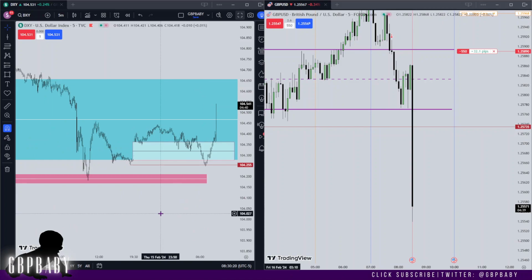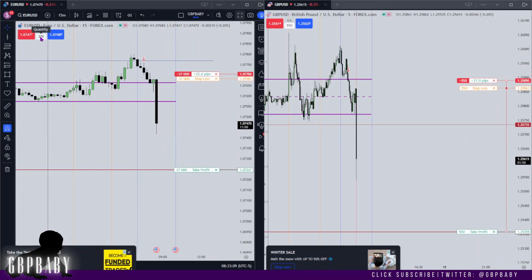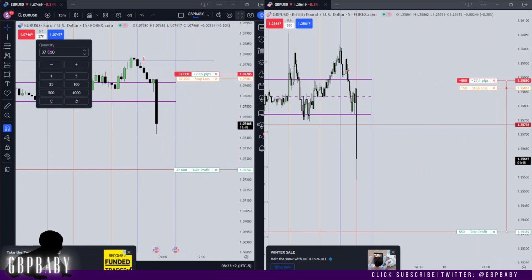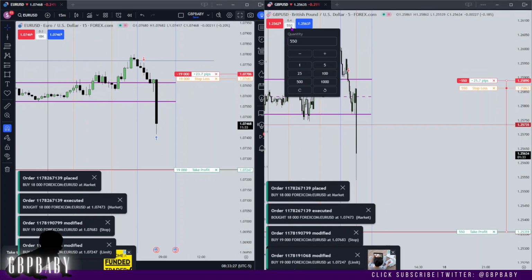Now like I said, we didn't actually reach the targets I originally had. What you'll find is that I did actually take partials. So here is where I took partials. You can see I'm closing out half of my position. So this is euro, I'm closing out half here, and then I bought that back right there, and then I've done the exact same on pound.